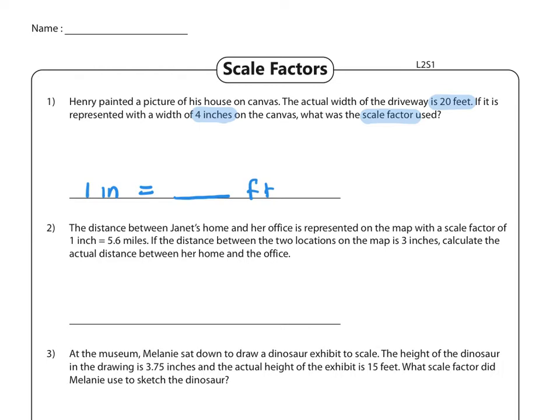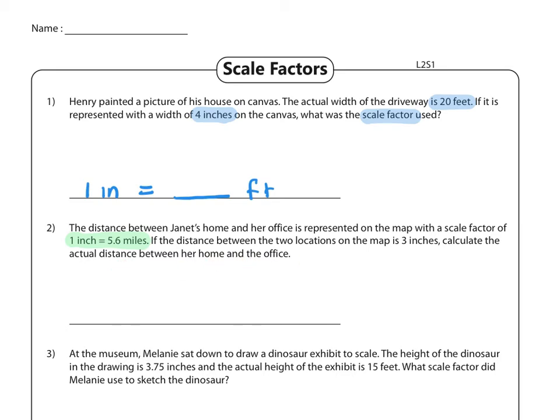Now let's look at the second problem. This is a different type of problem. The distance between Janet's home and her office is represented on the map with a scale factor of 1 inch equals 5.6 miles. So this time they gave us the scale factor. It goes on to say if the distance between the two locations on the map is 3 inches, calculate the actual distance between her home and the office.